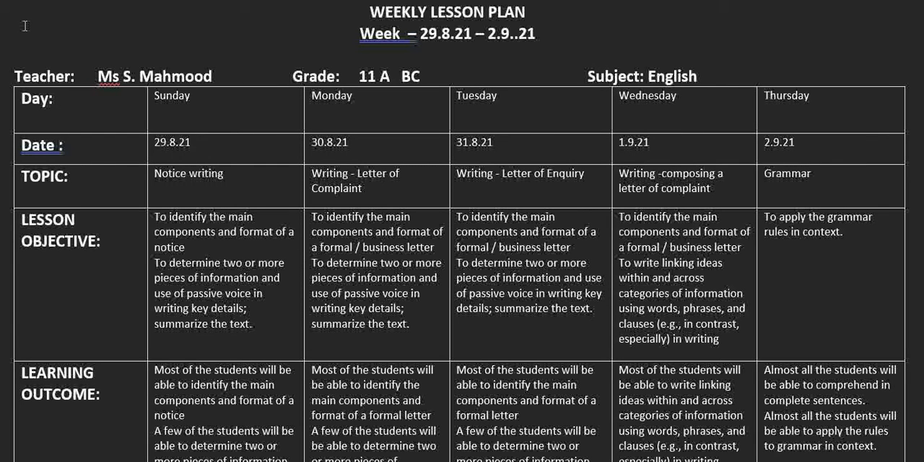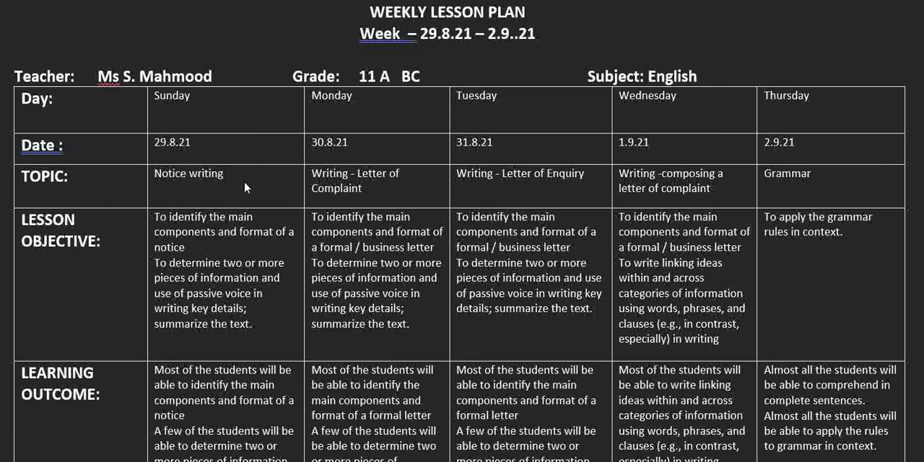This is the learning target for the week beginning from 29th of August and ending on 2nd of September 2021. It is for grade 11, for the subject English, and it includes the science, commerce, and humanities streams. The weekdays are Sunday, Monday, Tuesday, Wednesday, and Thursday. The dates are 29th of August, 30th of August, 31st of August, 1st of September, and 2nd of September.